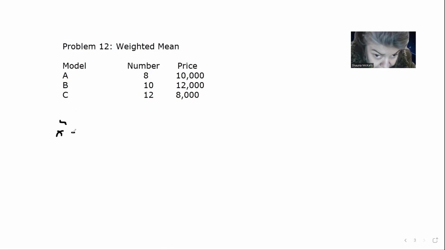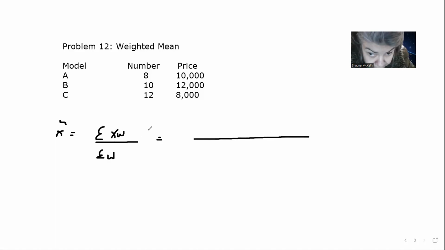And this is going to give us the sum of X times W, the sum of XW, divided by the sum of W. Okay, so you can see how critical it is for you to be able to know which column is the weight, because if you miss this, you'll mix up the problem.